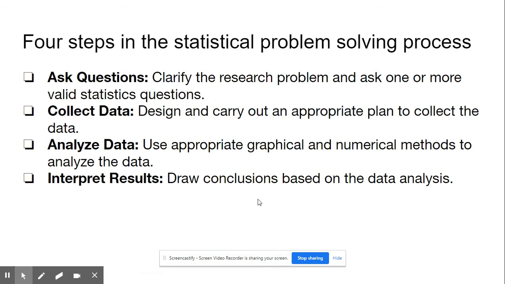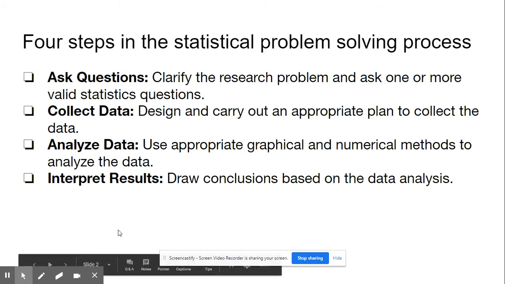The four steps in the statistical problem-solving process are: first, ask questions; second, collect your data; third, analyze your data; and fourth, interpret your results.